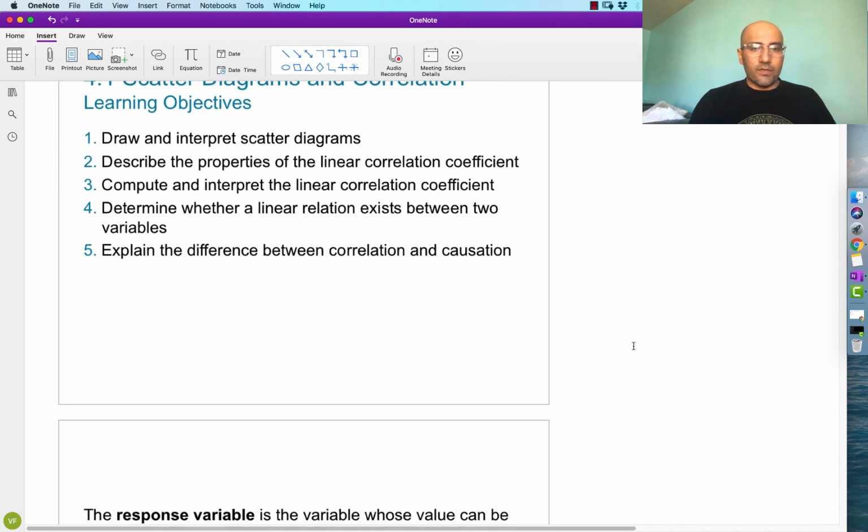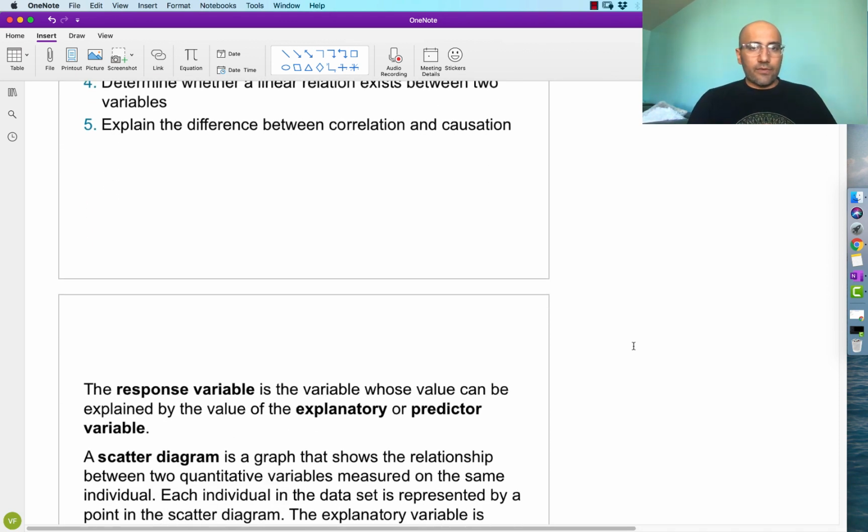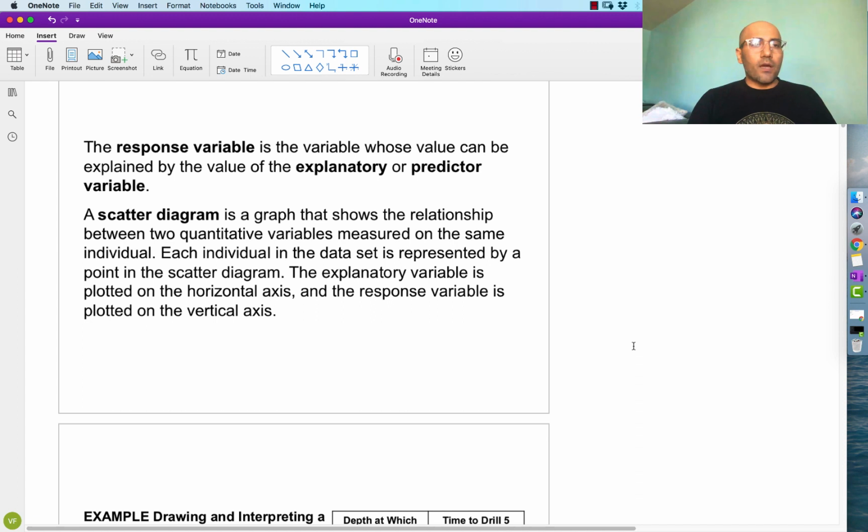Two important different things. Okay, so a little bit of definitions first. The response variable is the variable whose value can be explained by the value of the explanatory or the predictor variable. Often we just refer to it as the explanatory variable more than the predictor variable.